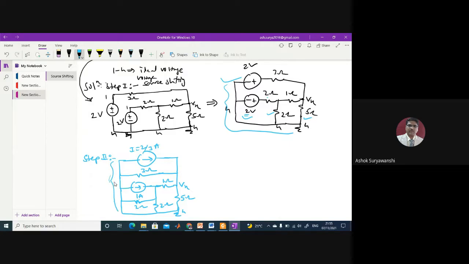Now what is the next step? Suppose step 3. What you can do is, you can see this 2 ohm, I'll just change the color. These 2 ohm and these 2 ohm are in parallel because one end is connected here and the other end is also shorted here. You can see this 2 ohm and 2 ohm are in parallel. So you can simplify: 2 ohm parallel to 2 ohm is 1 ohm.